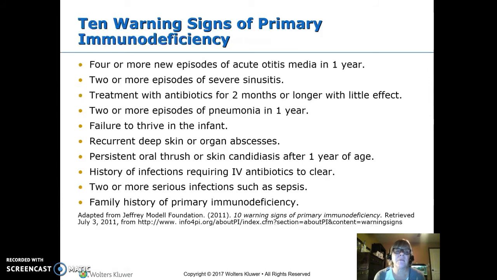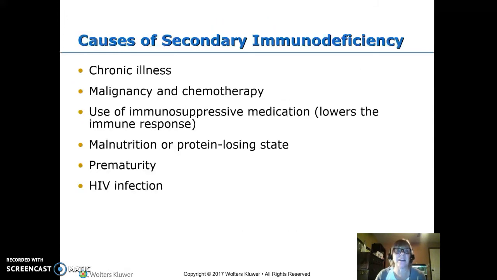after a year. So it does sometimes happen younger than a year, so after a year. History of infections requiring IV antibiotics, 2 or more serious infections, such as getting sepsis, or a family history of having primary immune deficiency. So primary means we didn't do something to cause it. The child just had it.